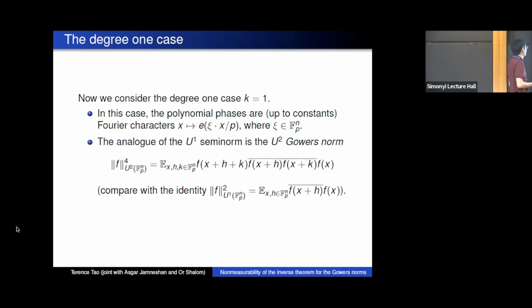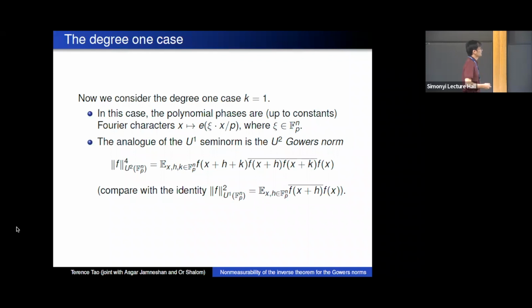So for U3 and U4 and so forth, it's much more unruly to actually use this relation. There's a more complex notation, which I will describe later. I'll just mention that the U1 norm has a similar representation. The square of the U1 norm is a similar type of average, except that you only average over 2 f's rather than 4.